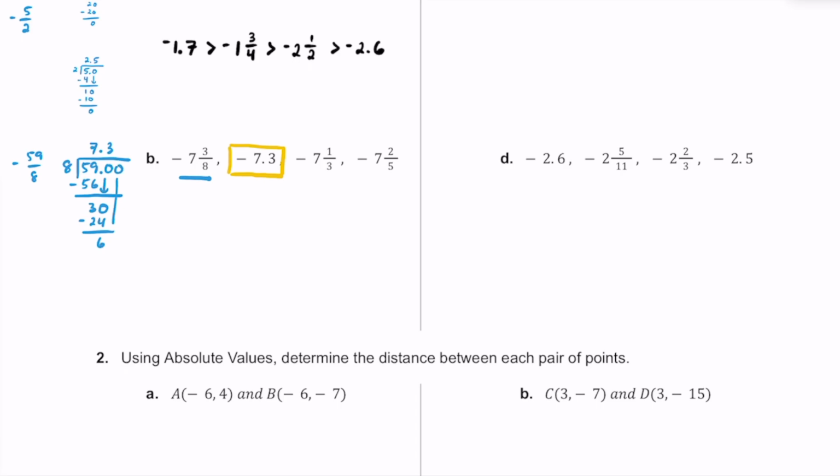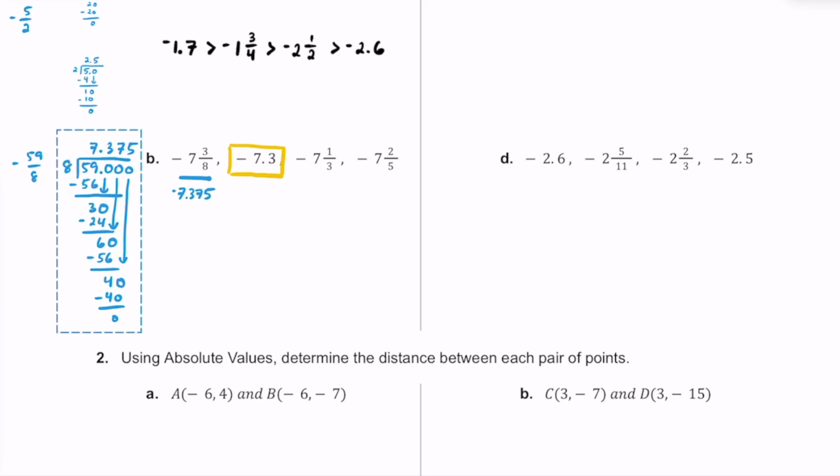So add another 0 and bring it down. 8 into 60, that's going to be 7. 7 times 8 is 56. 60 minus 56 is going to be 4. Add another 0, bring that down. So this is 40. 8 into 40 is going to be 5 times. 5 times 8 is 40. You can see we have a remainder of 0. So here for negative 7 3/8, that's negative 7.375, right? That's the decimal version here.